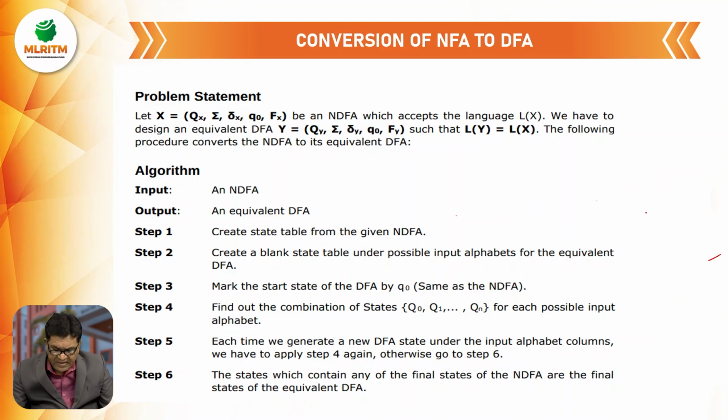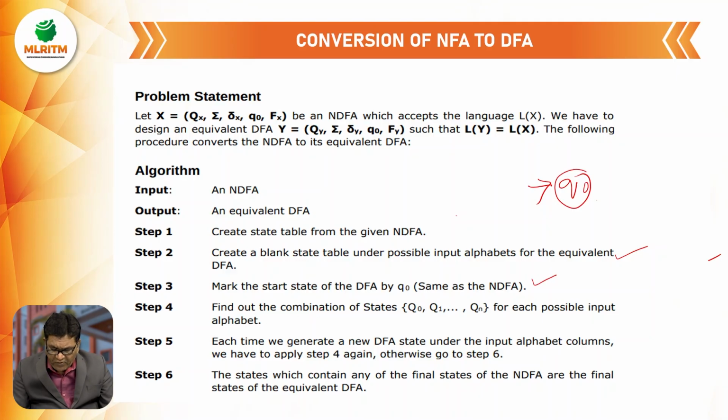Next, step 2. Create a blank state table under the possible input alphabet for the equivalent DFA. The input alphabet is sigma, A and B, and we want to create a blank state table with the input states. Next, step 3. Mark the initial state of the DFA as Q naught, because Q naught is the initial state in the NFA and the DFA. It will start from Q naught only. It is the initial state, the same as in the DFA.